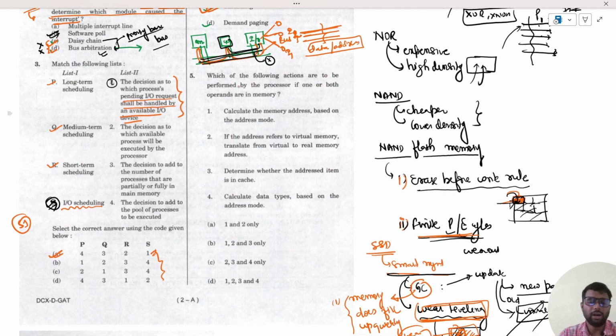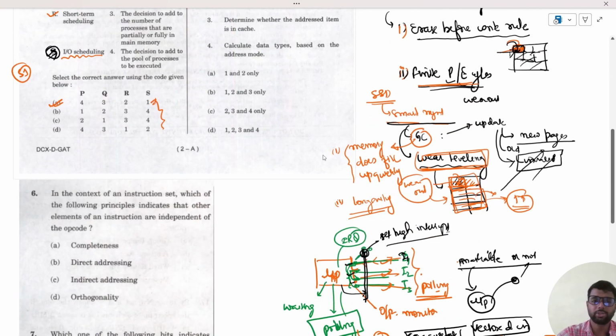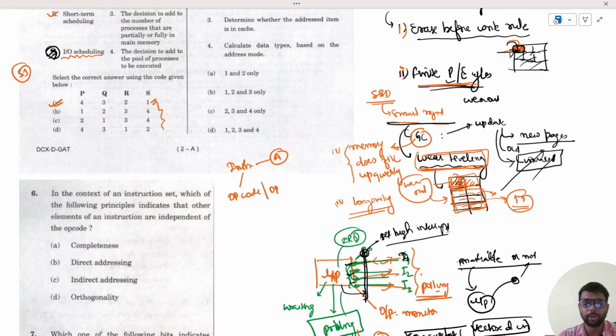it is asked which of the following actions are to be performed by a processor if one or both of the operands are present in the memory. See, instructions. What are the instructions? Instruction basically depends upon the architecture, what architecture we are using in a computer. In the instruction there are two parts. One is called the operation code or the opcode. Another is the operand.